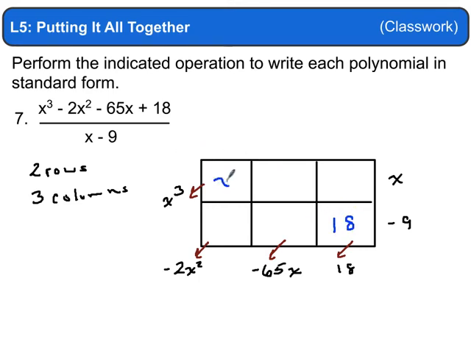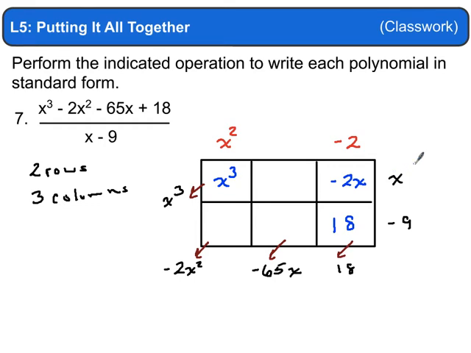This x to the third can automatically go here. And so 18 divided by negative 9 is negative 2. So we'll put a negative 2 here at the top. And then x to the third divided by x is x squared. And so now if I wanted to get that middle piece, I would multiply these two to get negative 2x.